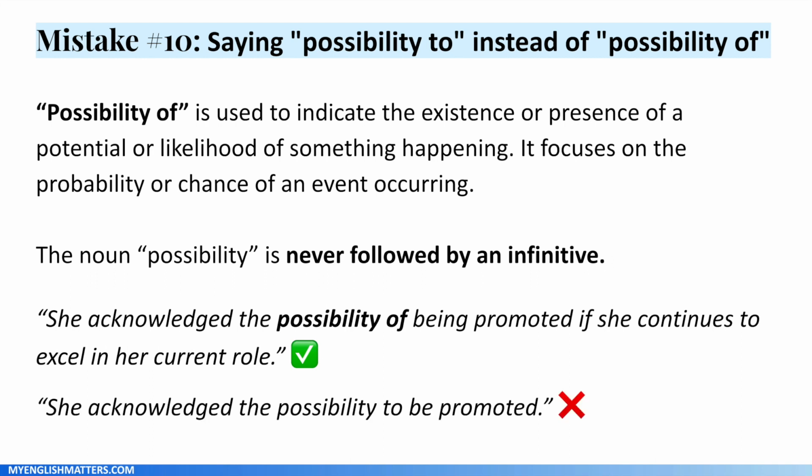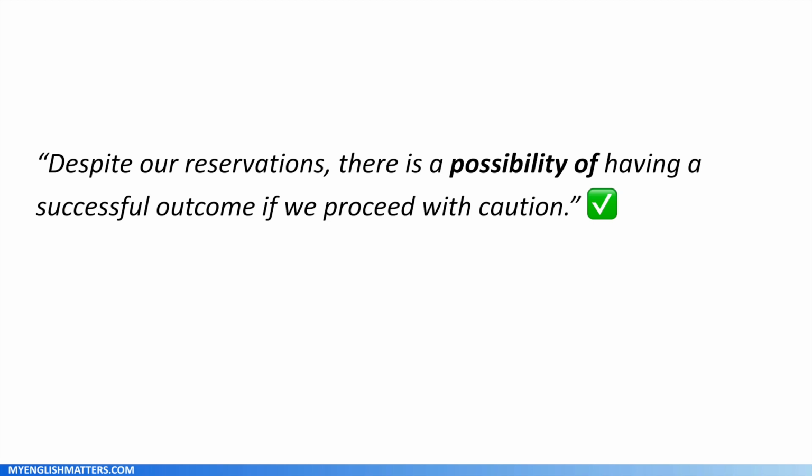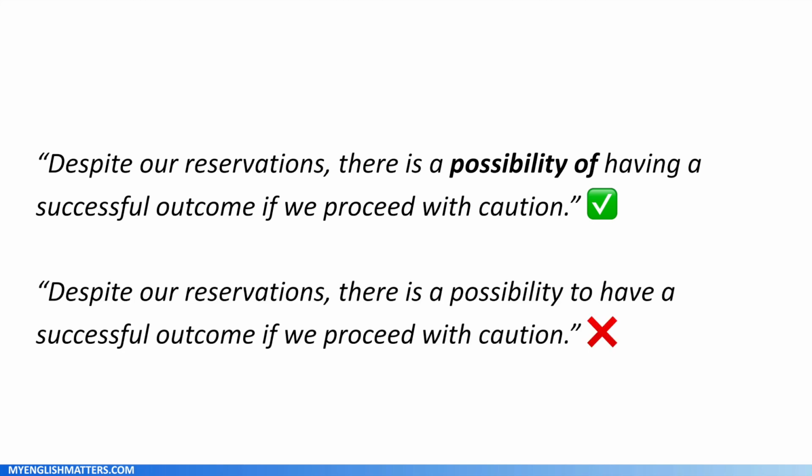So this sentence is correct. This following sentence is incorrect. She acknowledged the possibility to be promoted. Here's another example. Despite our reservations, there's a possibility of having a successful outcome if we proceed with caution. So this is correct. This following sentence is incorrect. Despite our reservations, there's a possibility to have a successful outcome if we proceed with caution. So it's possibility of, not possibility to.